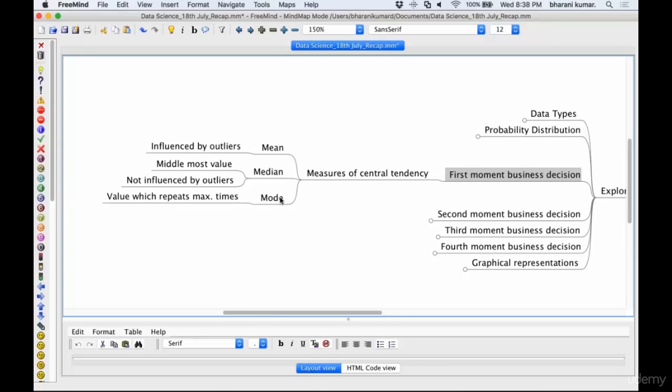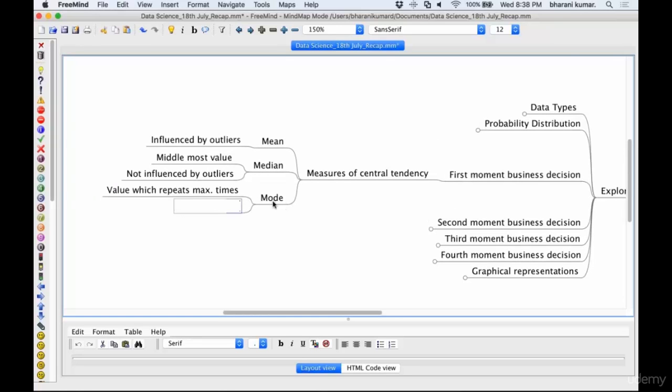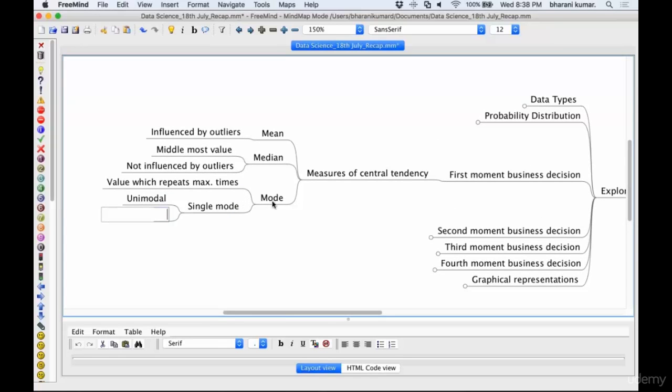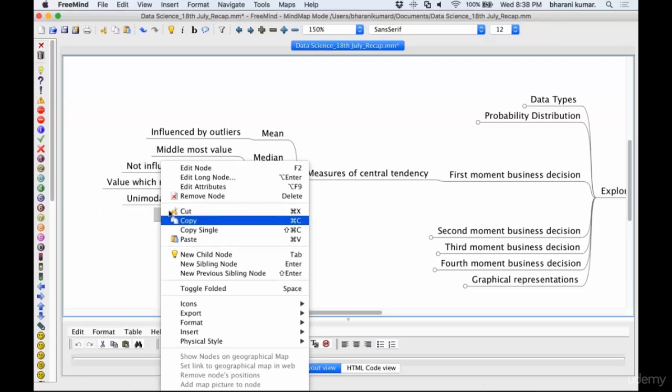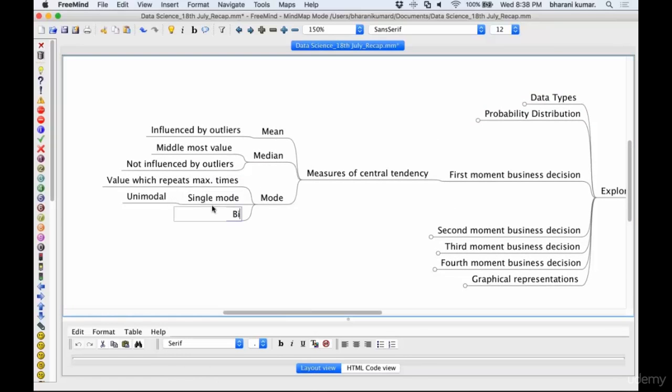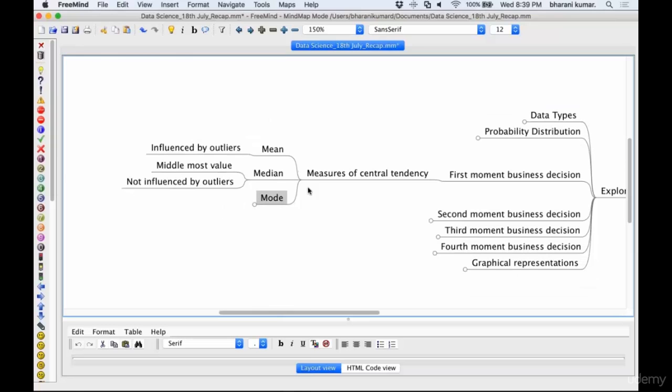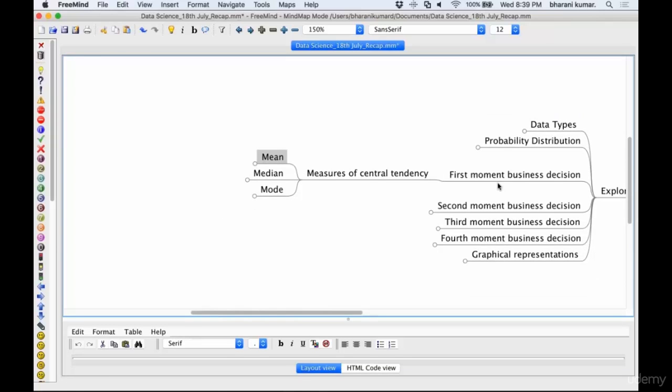And we have mode. When you have non-numerical data, you will go with mode when it comes to measures of central tendency. The value which repeats itself maximum times is called mode. If you have a single mode, it is called unimodal, right? And we have also discussed bimodal. If you have two modes, it is bimodal. If you have more than two modes, it's called multimodal. We will look into the implementation of this in the real world at a later point of time.